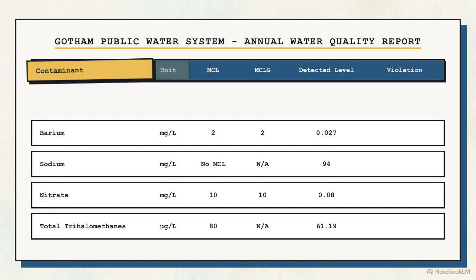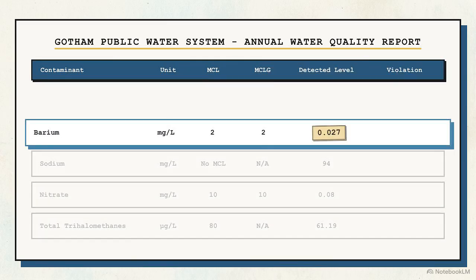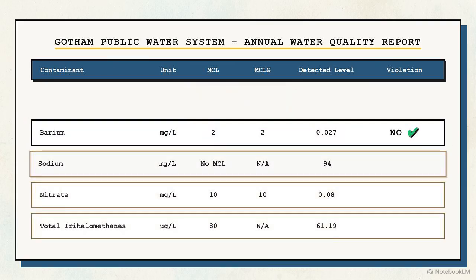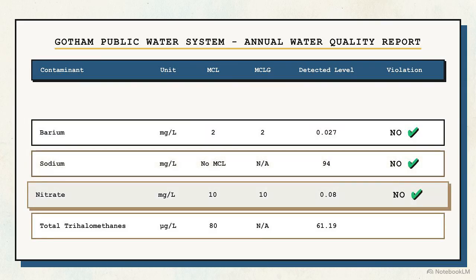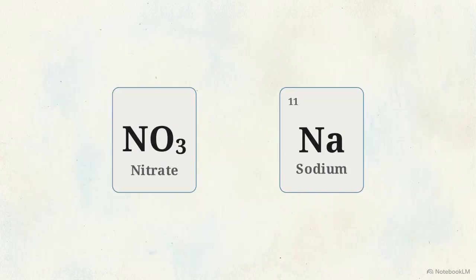Most water reports follow this structure: contaminant, unit, MCL, MCLG, detected level, and violation status. Look at barium. The detected level is 0.027. The MCL, the strict legal limit, is 2. Since 0.027 is lower than 2, the report marks no violation. Reading the rest of this document follows this same pattern, comparing the amount of a chemical actually found against the limit allowed by law. In the inorganic section, we see sodium and nitrate.